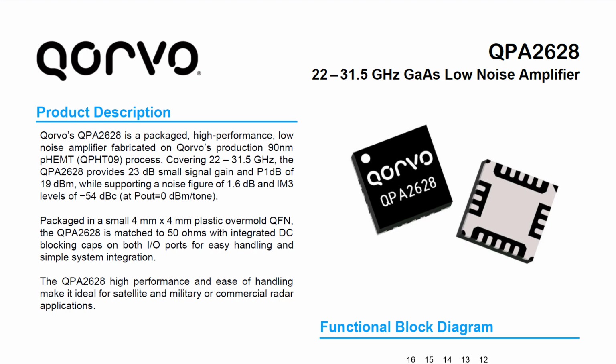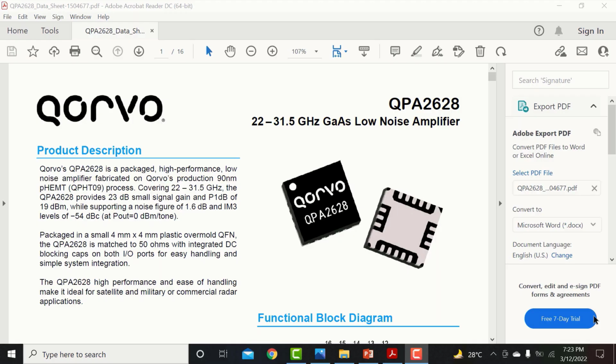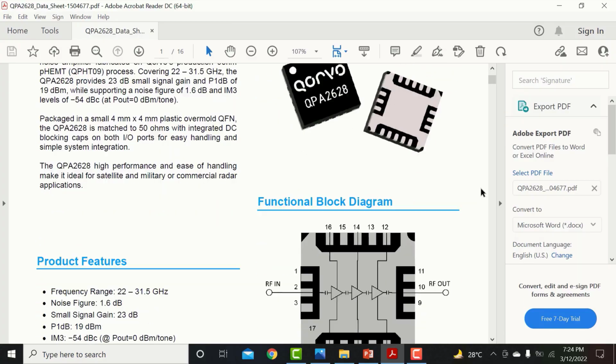In this video, I will make a PCB layout of an LNA which is QPA2628. Its frequency range is from 22 GHz to 31.5 GHz. This is the datasheet of this LNA.